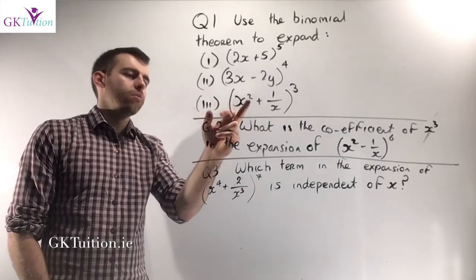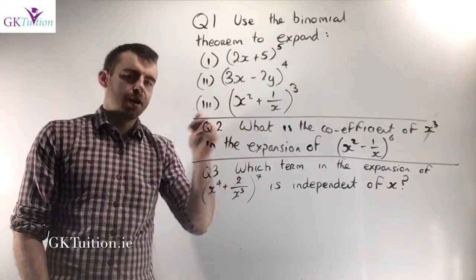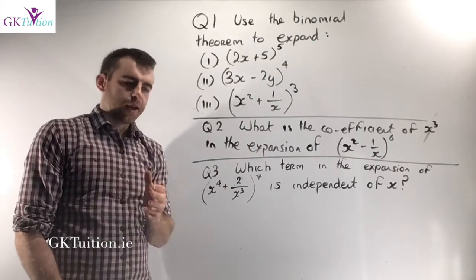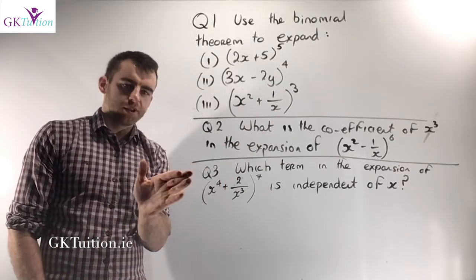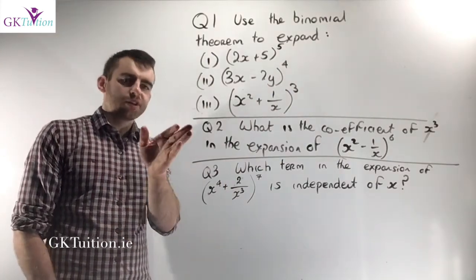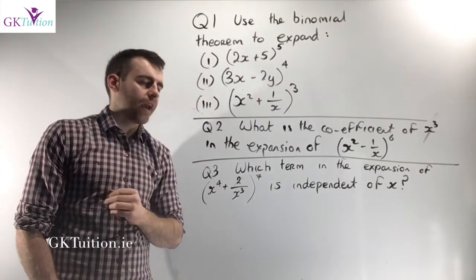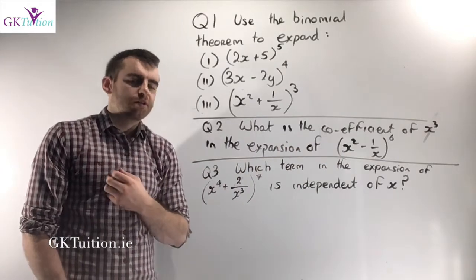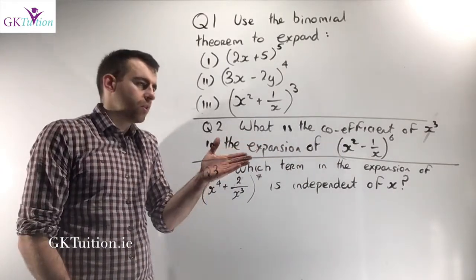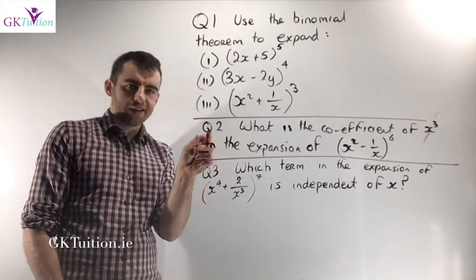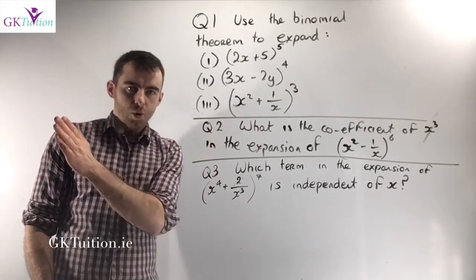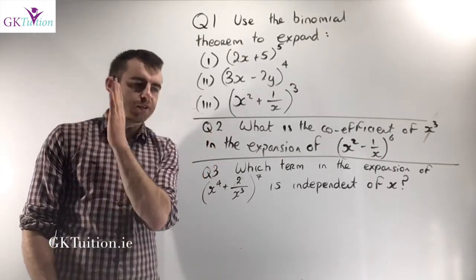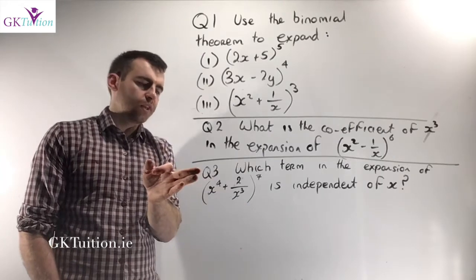And then the third one will be x squared plus 1 over x to the power of 3. Now, this is the way I think exam questions are likely to come up. In question 2, I'm saying, what is the coefficient of x cubed in the expansion of this? In other words, I want you to write out your 7 terms and figure out which one has an x cubed in it, and then look at the coefficient. What's the number in front of it? What's the coefficient?